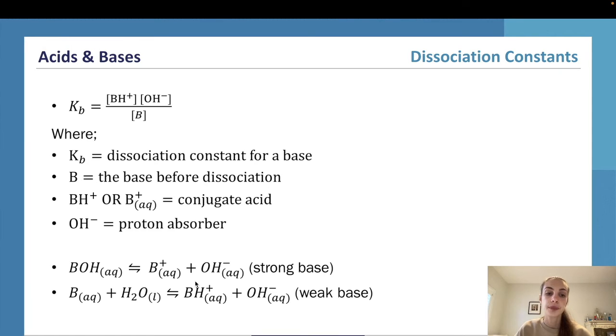And so it's also important to note that, remember that we didn't include H2O in this when we did our Kb value, because it's not considered to be part of the acid base dissociation, and it's not considered to be something that affects the Kb value.